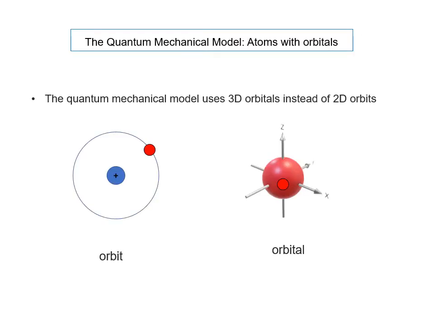So the quantum mechanical model has orbitals instead of orbits. And it's a 3D model rather than a 2D model, which we saw with the Bohr model. So here we have the Bohr orbit, which is two-dimensional. Here we have a quantum mechanical model orbital, which is three-dimensional. So notice this is a sphere, and this here is a circle.